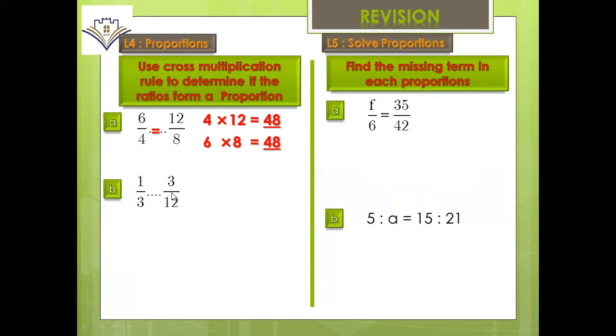Letter B, 1/3 and 3 out of 12. Cross multiplication: 1 multiplied by 12 equals 12, and 3 multiplied by 3 equals 9. Is it equal? No, not equal.